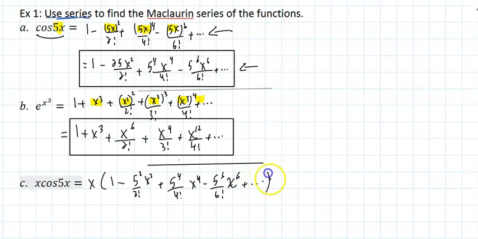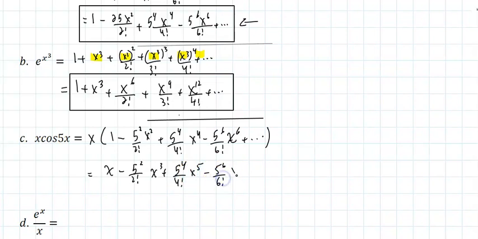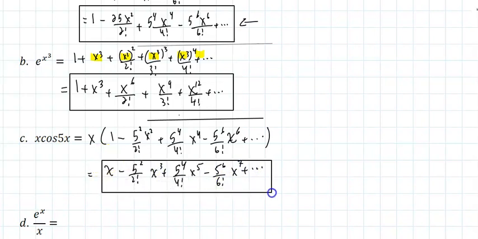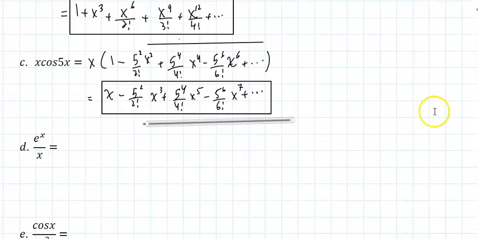And if I multiply that by x, that will be x minus 5 squared over 2 factorial x cubed plus 5 to the 4 over 4 factorial x to the 5th minus 5 to the 6 over 6 factorial x to the 7, and the list goes on. And that would be my final answer. So, use power series, take the table, copy what you need, and go from there.